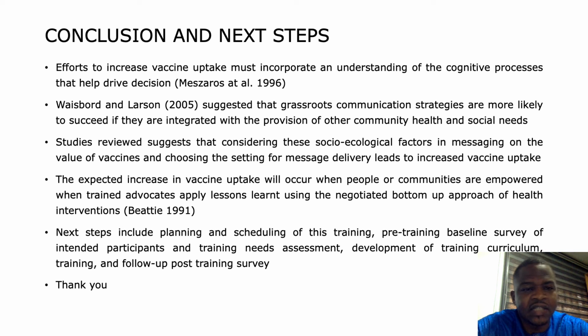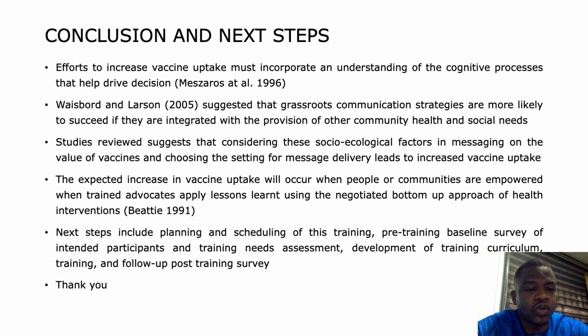Which Bloomfield and last century suggested that grassroots communication strategies are more likely to succeed if they are integrated with the provision of some other community health and social needs. So if we are integrating them, making sure you're talking about other aspects of their health as mentioned earlier, there is more likelihood that the communication will be effective. And there is also evidence that once we incorporate the socio-ecological factors in messaging and choose the right settings, that is going to lead to increased vaccine uptake, as we've seen in the earlier part of the presentation.